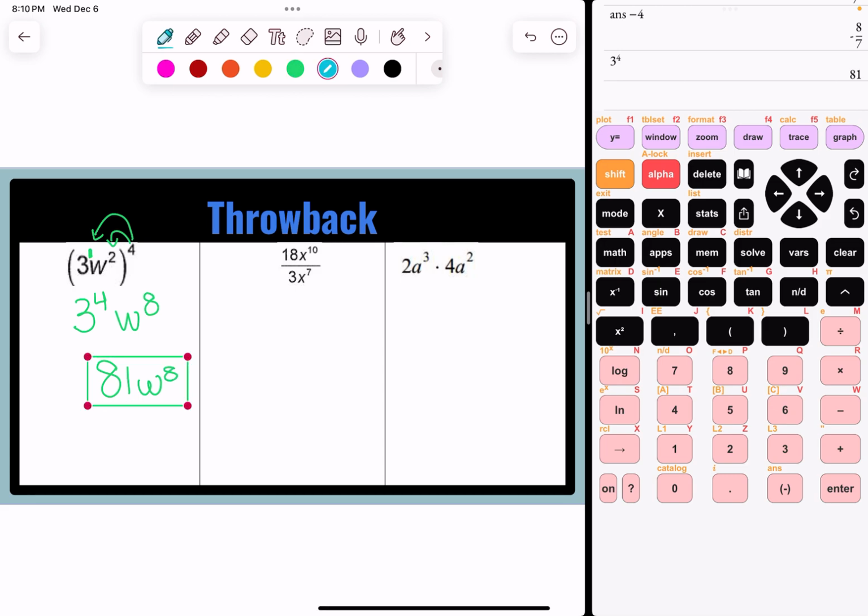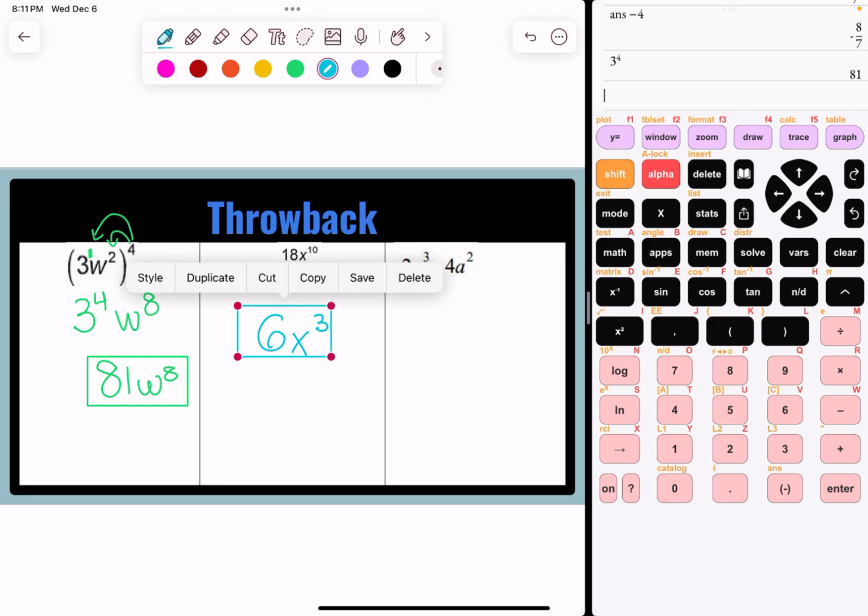Let's look at this next one. This is the quotient rule, which says we divide the coefficients. So 18 divided by 3 is 6. We leave the variable alone, and we subtract the exponents. So 10 minus 7 is 3. And the last one. This is the product rule, where we multiply the big numbers. 2 times 4 gives us 8. We keep the variable, so we keep a, and then we add the exponents. 3 plus 2 is 5.